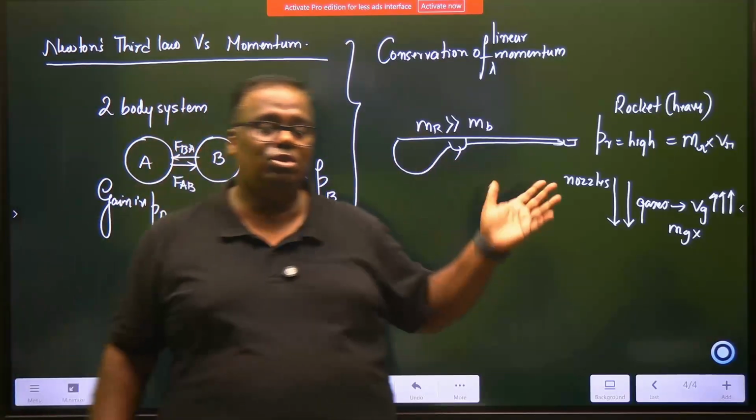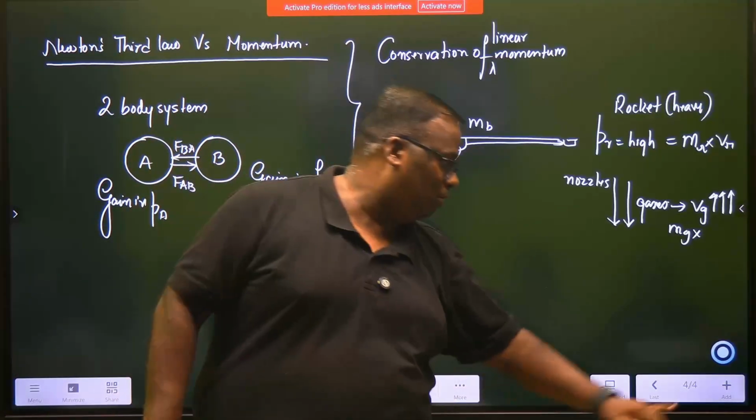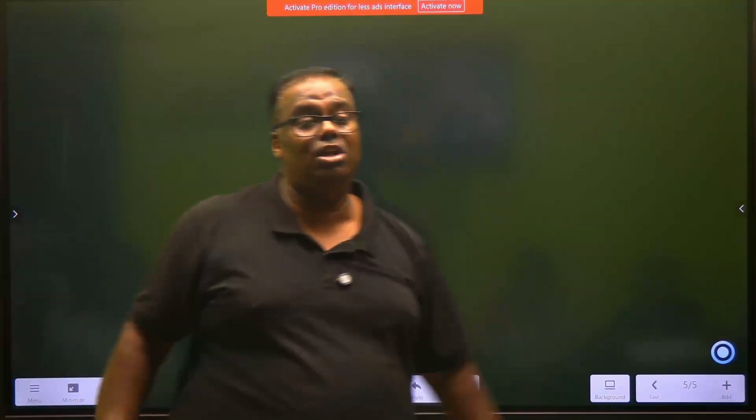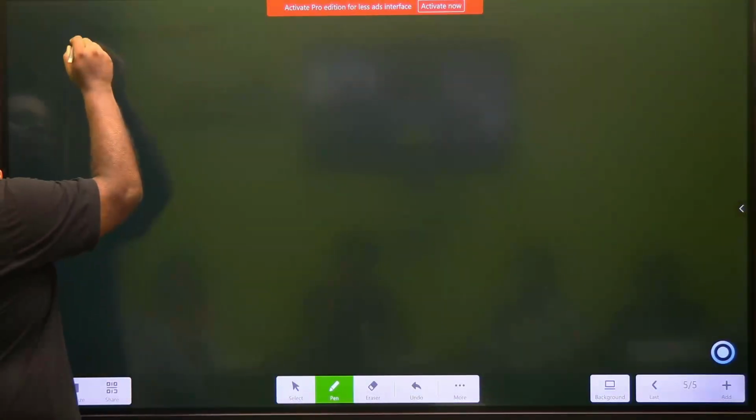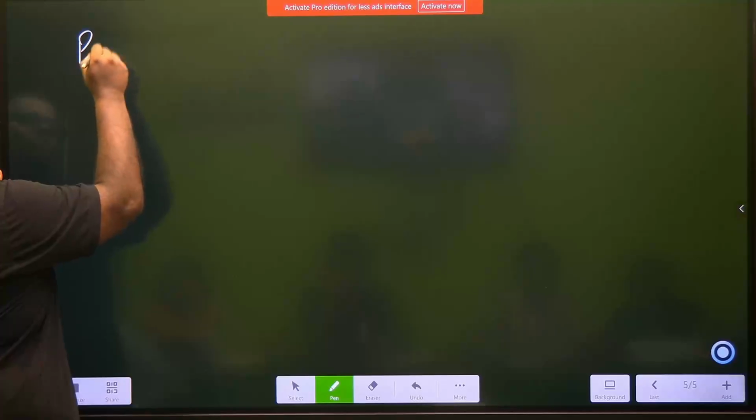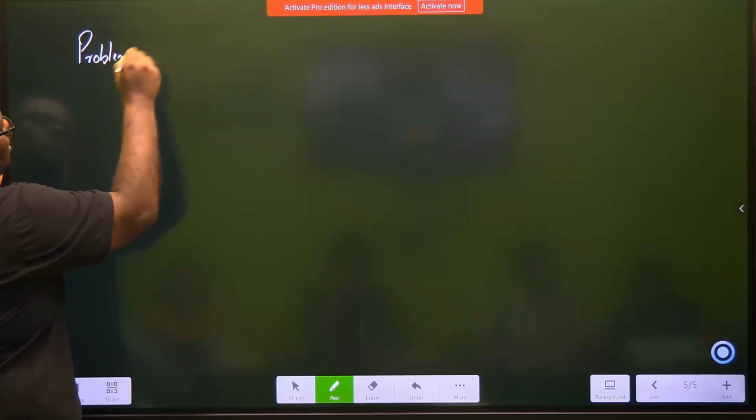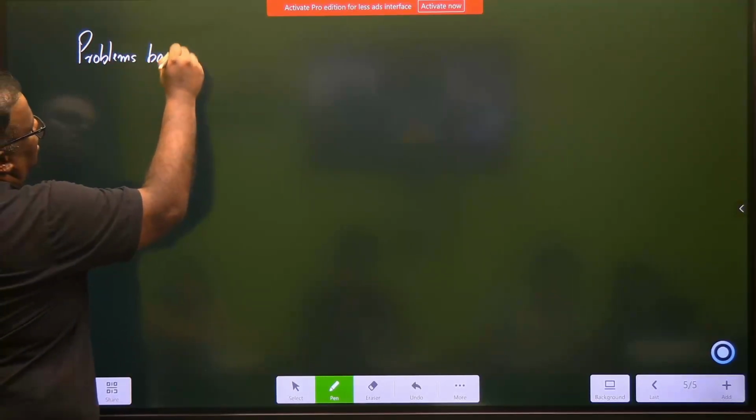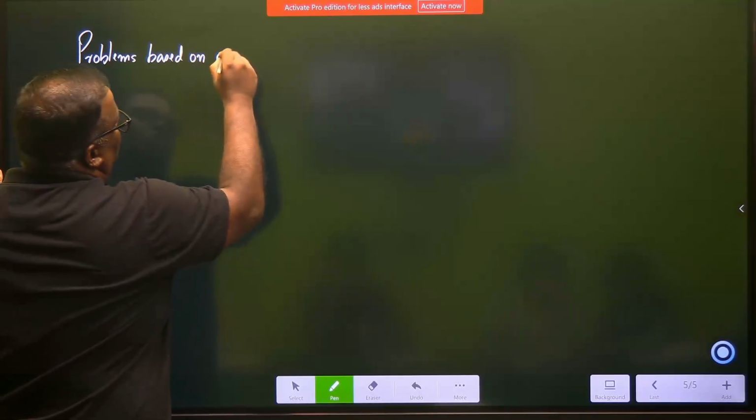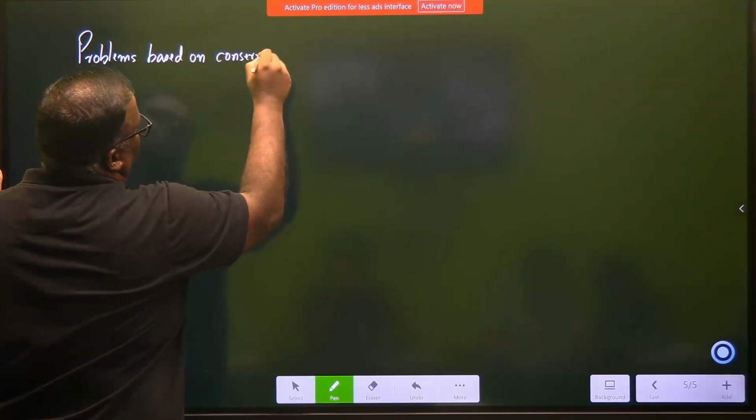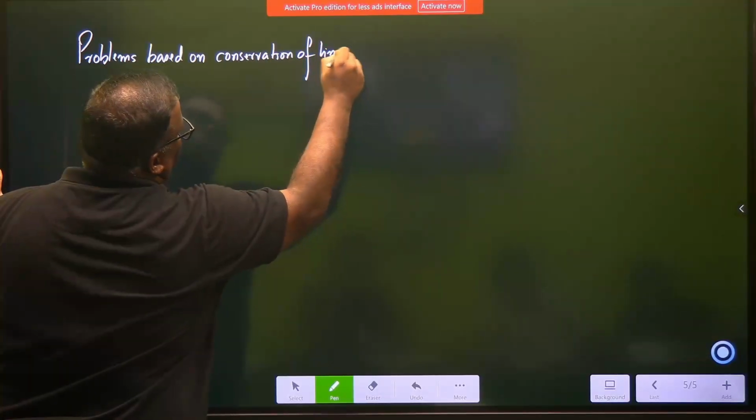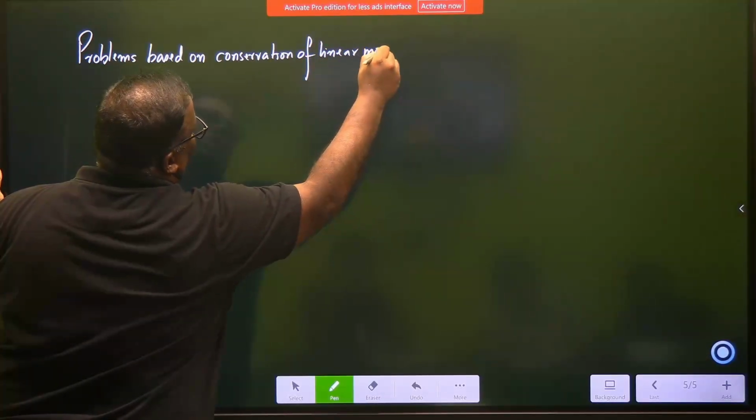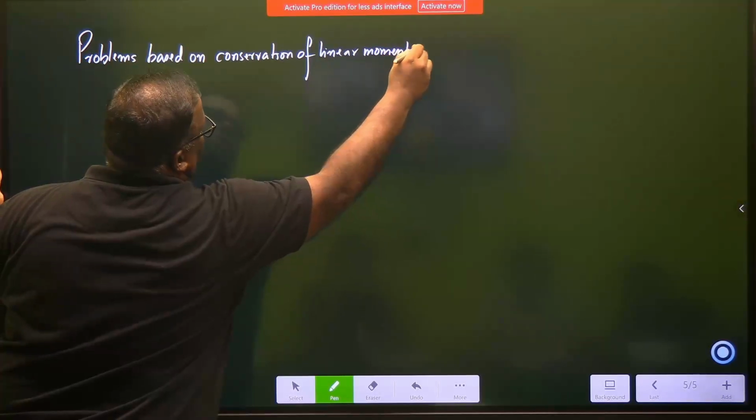This brings us to the most interesting scenario of problems which are known as problems based on conservation of linear momentum. So what does it mean? In these types of problems, okay, we will do many problems of this type. Problems based on conservation of linear momentum. What is momentum? Product of mass into velocity.